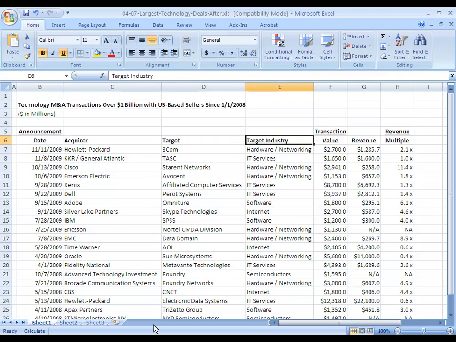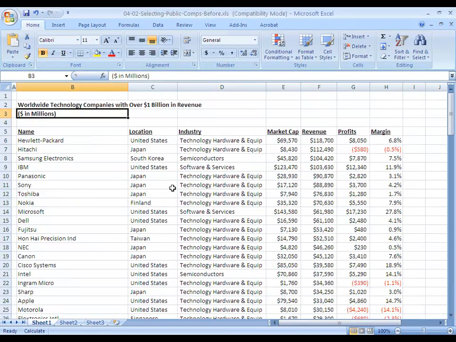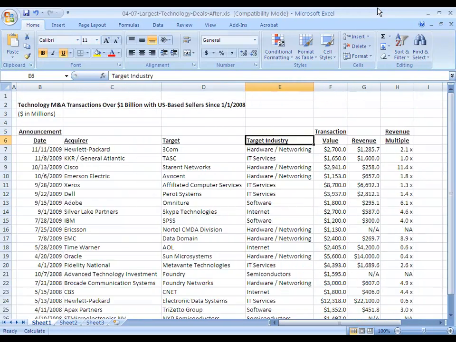Now, the sheet you see in front of you is quite similar to the one that we initially used for screening our public company comparables. Just to refresh your memory, I'm going to pull that up. So you see it's very similar. We have name, industry, market cap, revenue, profits. We don't have quite as much criteria here. We're missing location because I've already filtered it by location. And we don't have profits or anything else. We just have transaction value and revenue right here. But overall, it's pretty similar.